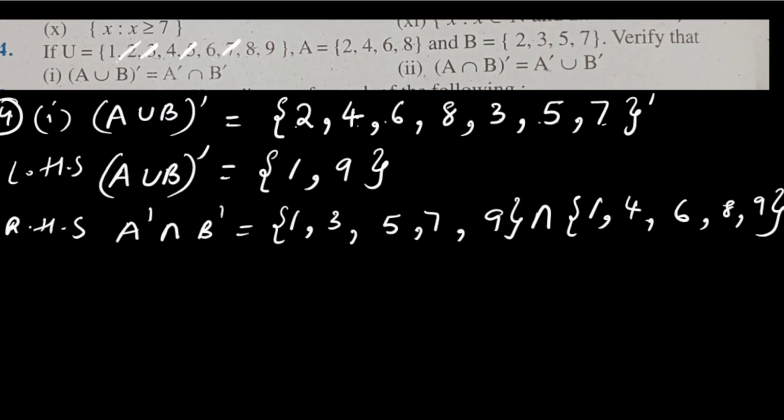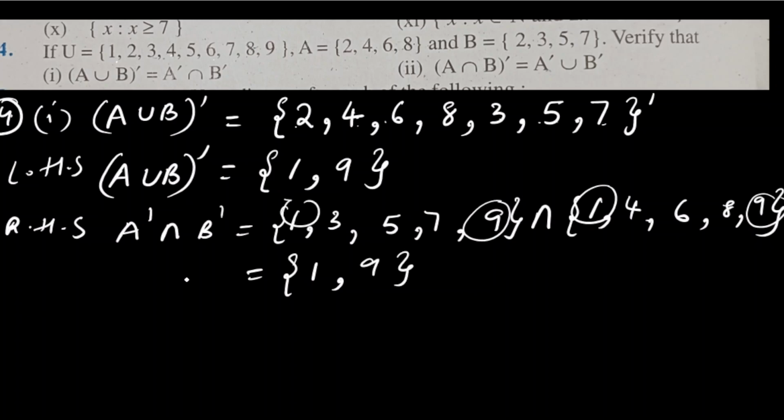Now we'll find their intersection. Intersection means only the elements which are present in both the sets, the common ones. So 1 is there, then 3 is not there in both, 5 is also not there in both, 7 is also not there in both, 9 is present in both. 1 and 9 are present in both. So if we see the left hand side, what was the answer? 1, 9. So the right hand side is also equal to 1, 9, which means the left hand side is equal to the right hand side, hence it is verified.